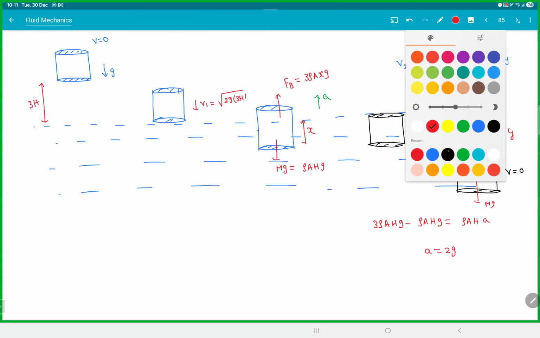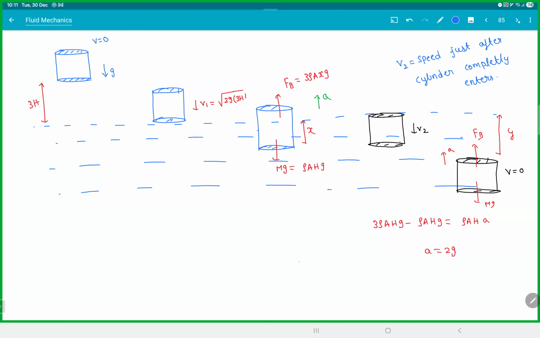So once you are completely inside, you are decelerating with 2g, then I can use v square minus u square is equal to 2as. The final speed is 0, u square will be 5gh. Deceleration is minus 2g, and this is your y. So we get y is equal to 5h by 4, which is the same answer you got, Samyak. That's because you did 2 mistakes and somehow they worked out.